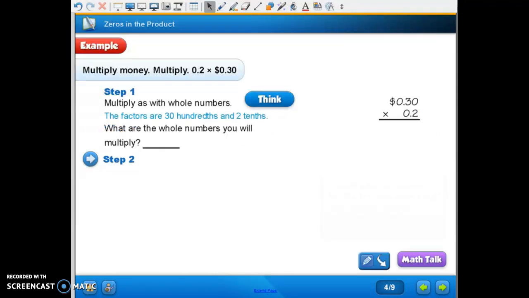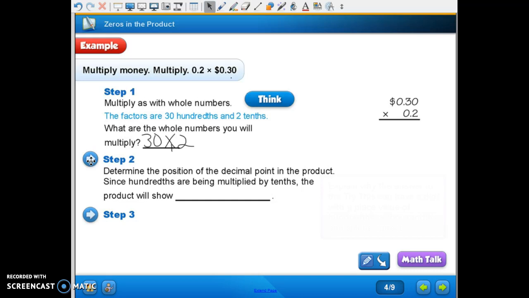Okay, and this one we're going to multiply money. Multiply 2/10 times 30 cents. Multiply as with whole numbers. Think, the factors are 30/100ths and 2/10. What are the whole numbers you will multiply? If I were to make these whole numbers, what would they be? What would this be as a whole number? 30, right? I could multiply it times 100. And what would this be? 2. So I would multiply 30 times 2.